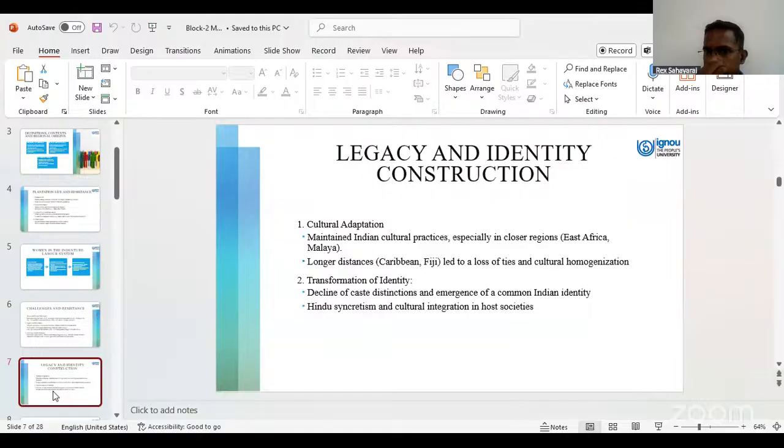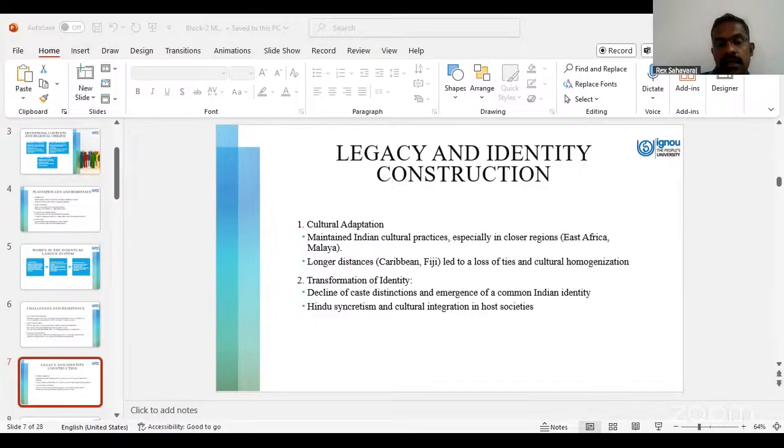The legacy and identity construction. So cultural adaptation: maintaining Indian cultural practices, especially in closer regions like East Africa, Malaya and so on. Longer distances led to loss of ties, cultural homogenization and transformation of identity. So the main thing, how they constructed their identity and how they enjoyed by constructing that identity, is very, very important. As the slide clearly indicates, it was easy in the very close countries like Malaysia and eastern countries.